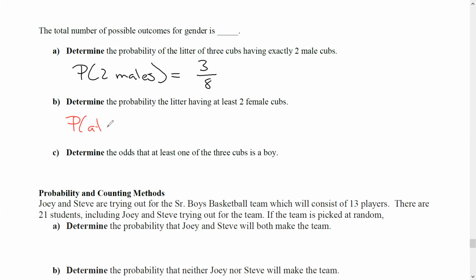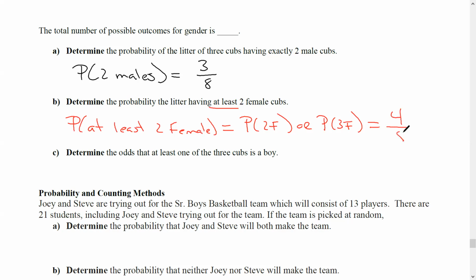Probability, at least 2 females. Well, what that means is, remember, the words at least mean I'm getting 2 females or 3 females. At least is my minimum. Well, again, I just go back up and count, and that's 4 out of 8 ways, or I could simplify that to 1 out of 2.